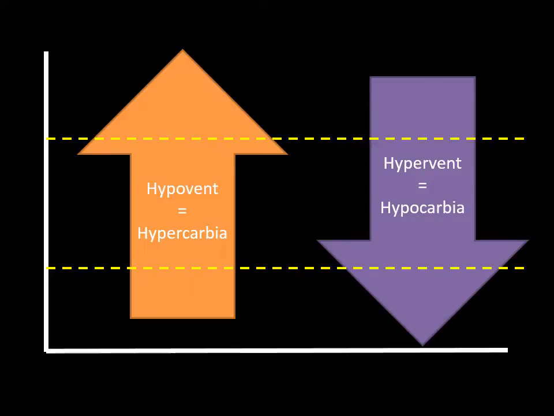Hyperventilation equals hypocarbia. I can't stress that enough. This is probably one of the most difficult parts when you're learning capnography, is it's the opposite of what you think. If they're breathing shallow, they're going to have a buildup of carbon dioxide. If they're breathing too fast, their carbon dioxide is going to go low, and they're going to feel funny. They're going to feel tingling on their face and carpopedal spasms.